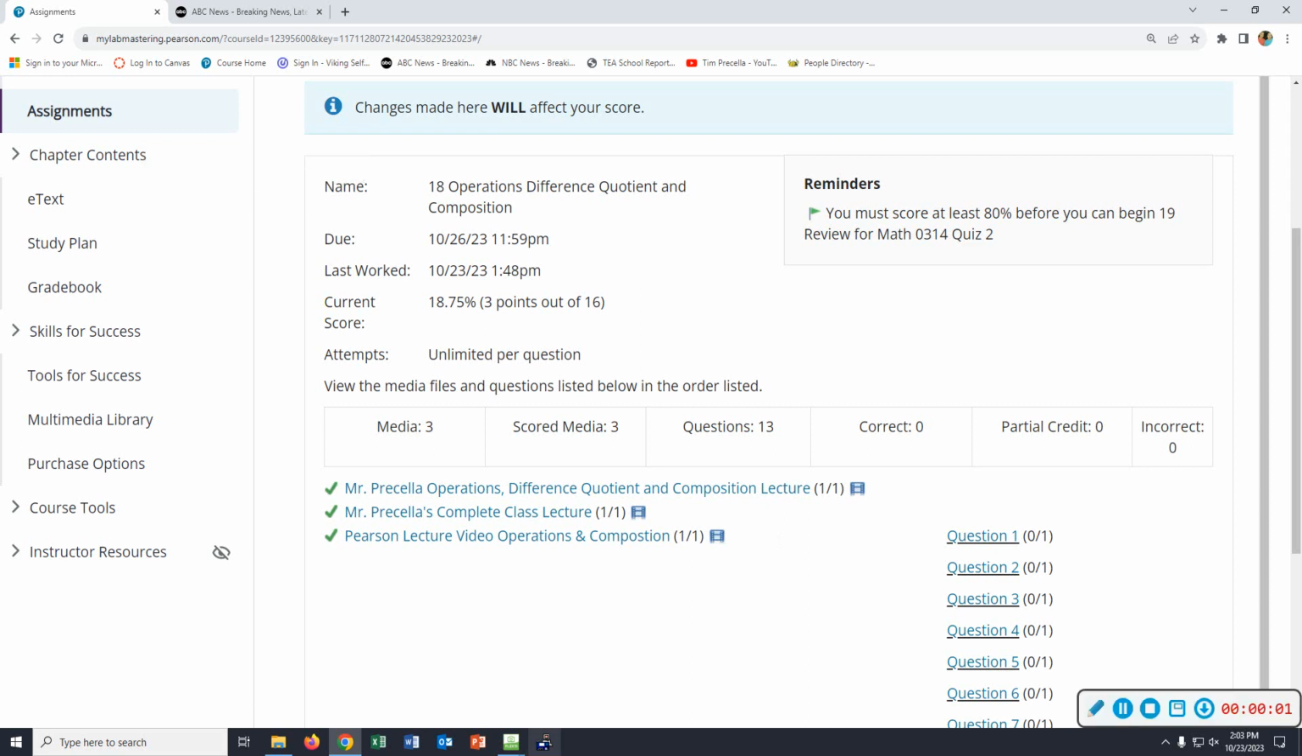Today we're going to look at operations on functions, difference quotients, and composition of functions. And I'm going to just go ahead and start with problem one. Well, let's switch over to my paper.